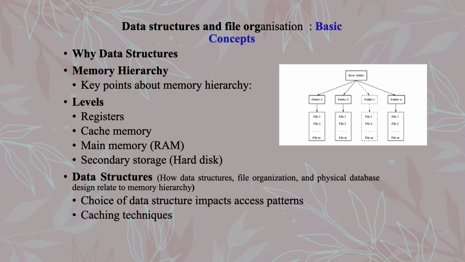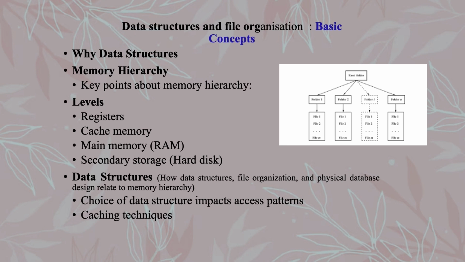The choice of data structure impacts the access pattern. Different data structures, such as arrays, linked lists, and trees, have different access characteristics, which influence how data is retrieved from memory and can be optimized based on the memory hierarchy. So the memory hierarchy is very important for the access pattern. We have to remember that the choice of data structure impacts the access pattern, because of how arrays, linked lists, and trees work.